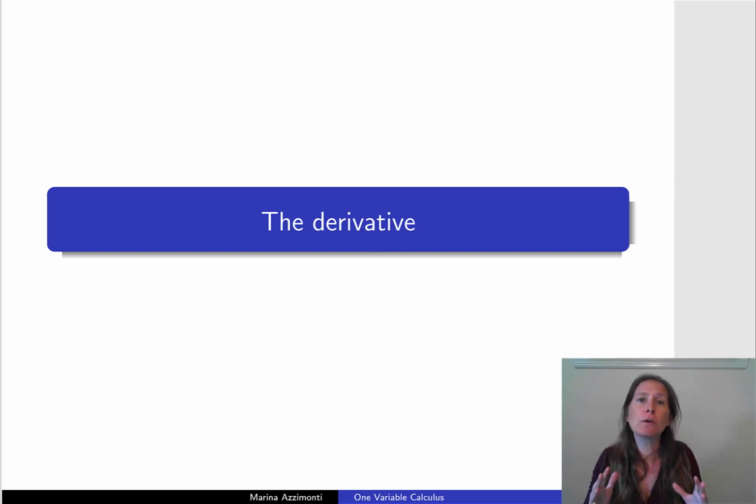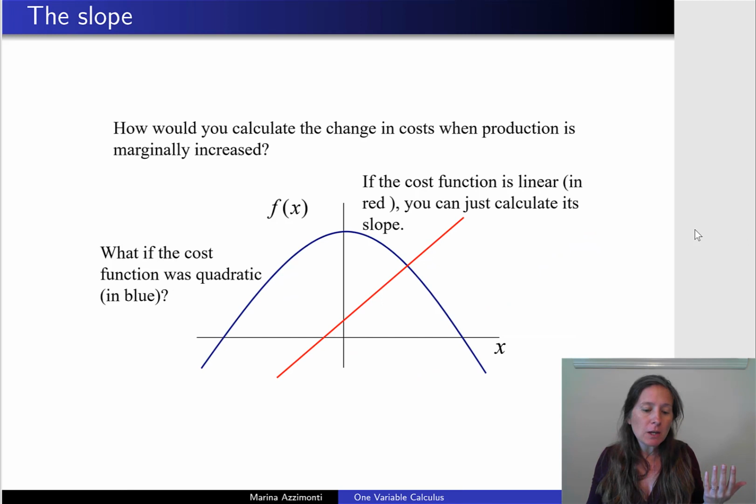So it's very useful to review some of the basics of differentiation, and this is what we want to do here. So let me give you an application. For example, you may be asked how you would calculate the change in cost when production is marginally increased.